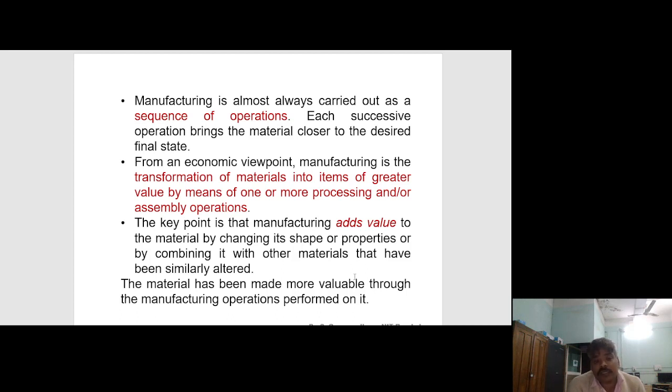So from the economic point of view, manufacturing is the process which increases the value of the product. The key point is that manufacturing adds value to the material by changing its shape or property, or by combining it with other materials that have been similarly altered. The material has been made more valuable through the manufacturing operation performed on it.